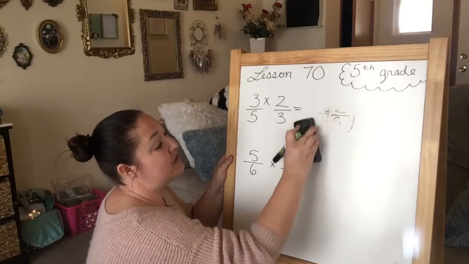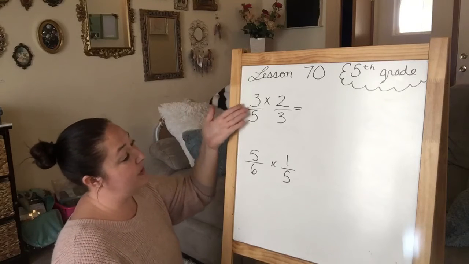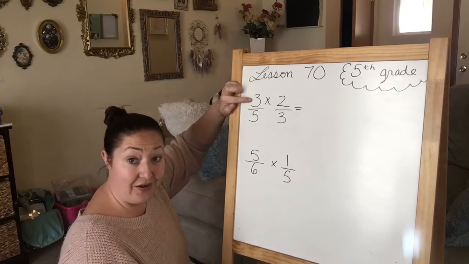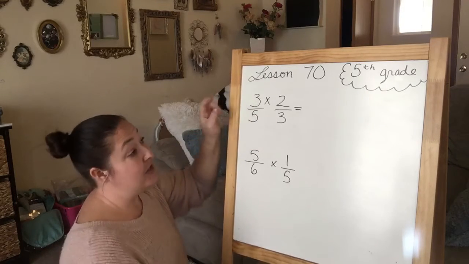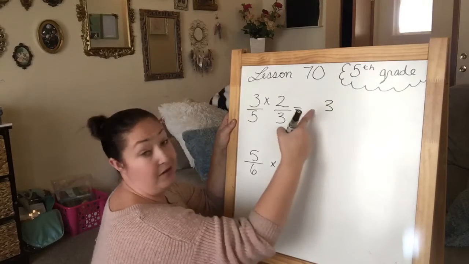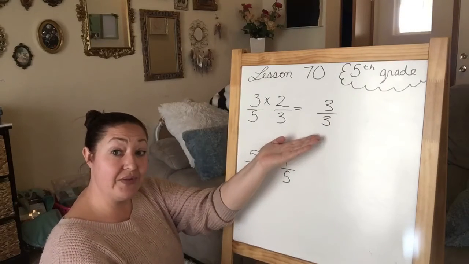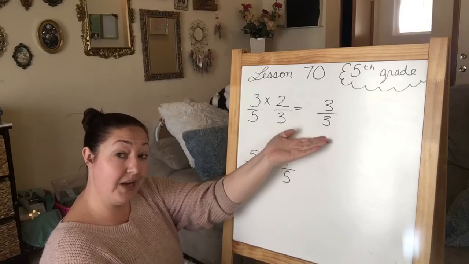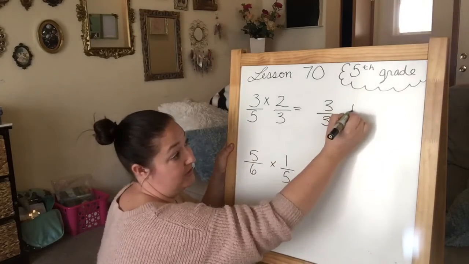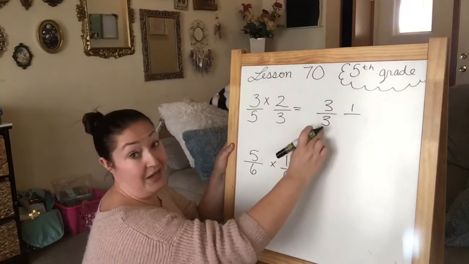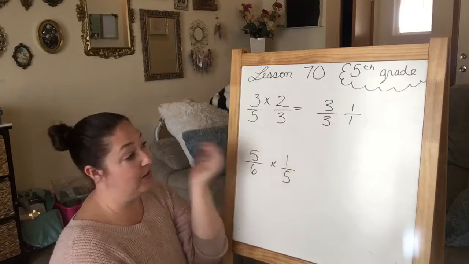But this lesson is called reducing fractions before multiplying. So before we even do that, we don't have to, because we look at this problem and we see that there's a 3 here on the numerator and a 3 on the denominator. And what does that equal when you have the same number on the numerator and the denominator? Equals 1, because 3 goes into 3 one time and 3 goes into 3 one time. So 1 over 1 is 1.